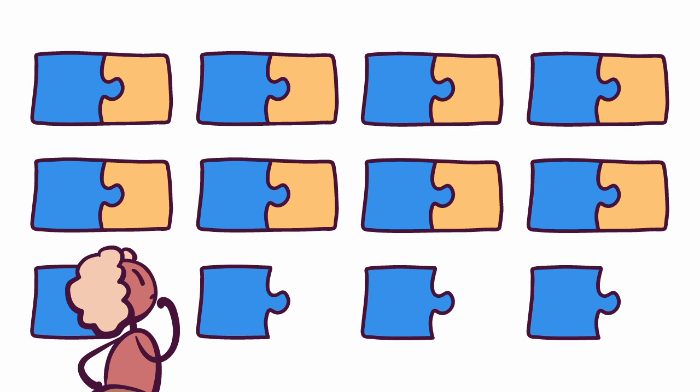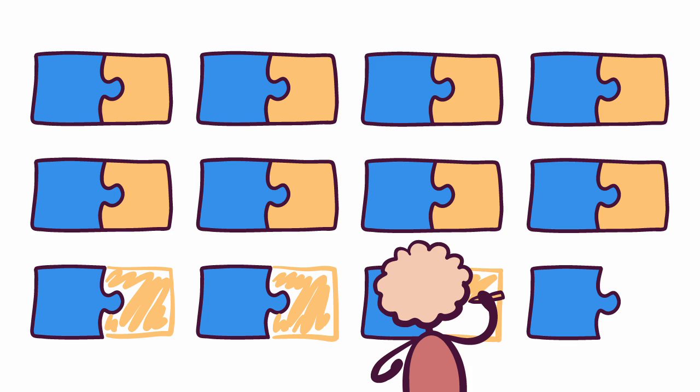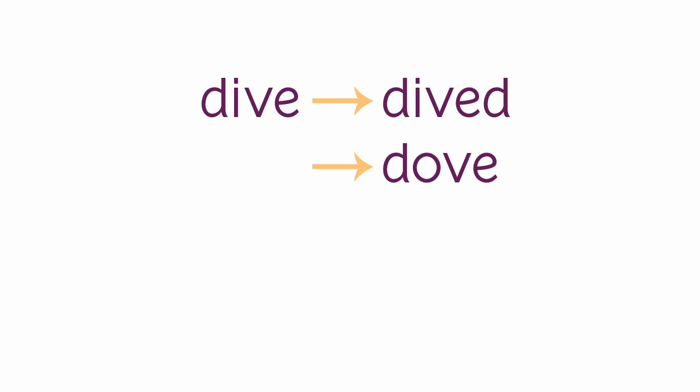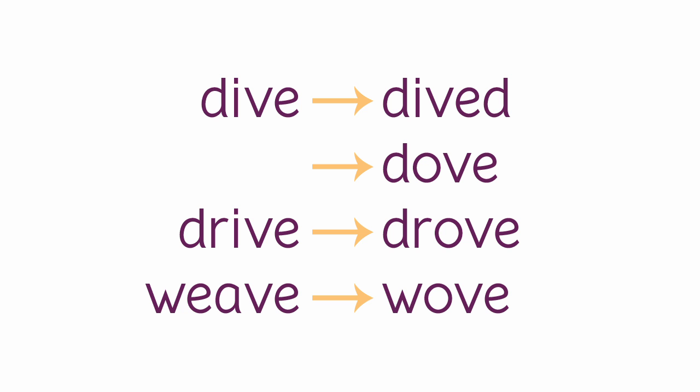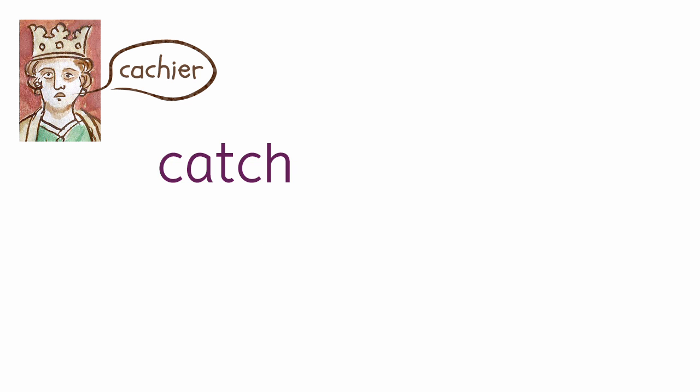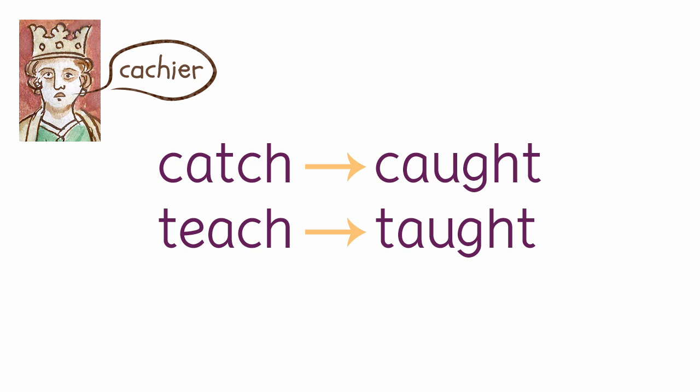People constantly discover patterns in languages they speak and extrapolate from what they see. It's how the verb dive, which always had a regular past tense form dived, ended up evolving an irregular past tense form dove in some varieties of English, on analogy with drive, drove and weave, wove. And the verb catch, which was borrowed from Anglo-Norman French, got the irregular past tense form caught, on analogy with irregular verbs such as teach, taught.